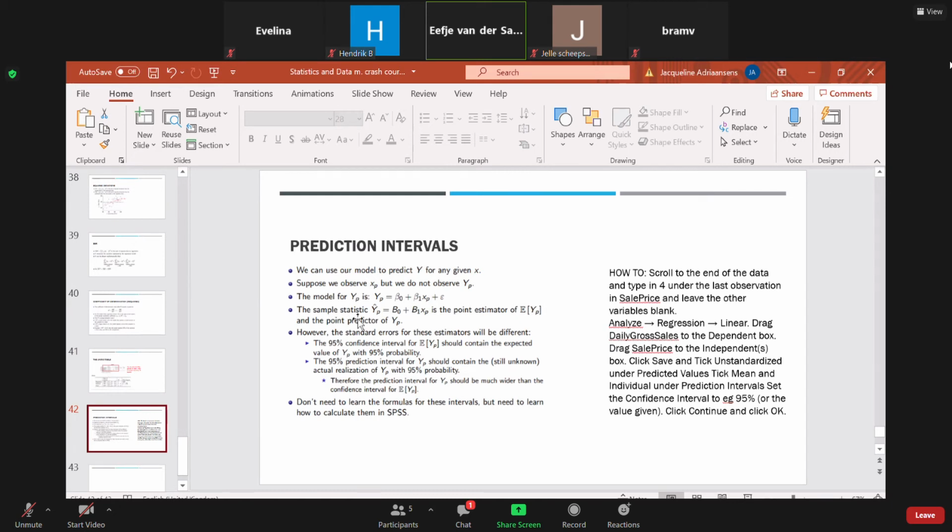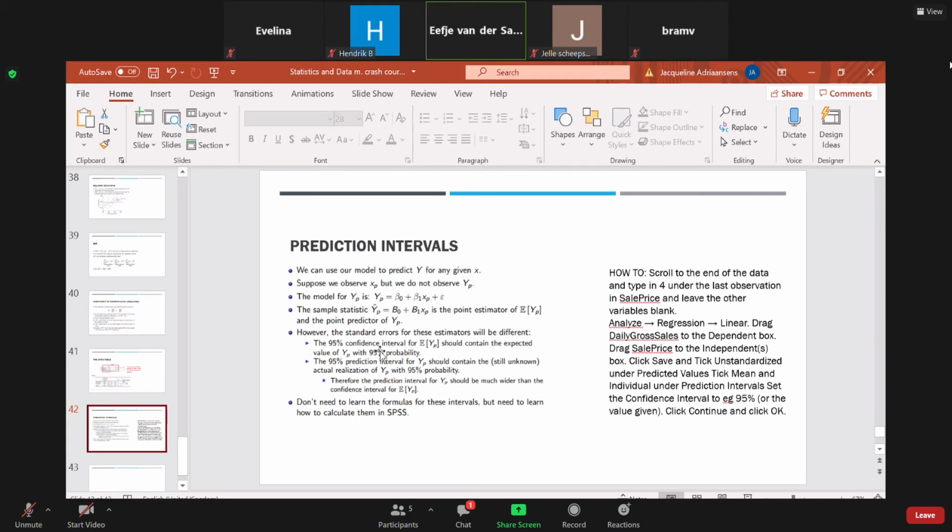And the standard errors for these estimators are different because we use our model to predict y. But this predicted y might actually not be the actual y, and we have to see how close it will capture the actual y. We can do that with two sorts of intervals: a confidence interval and a prediction interval.